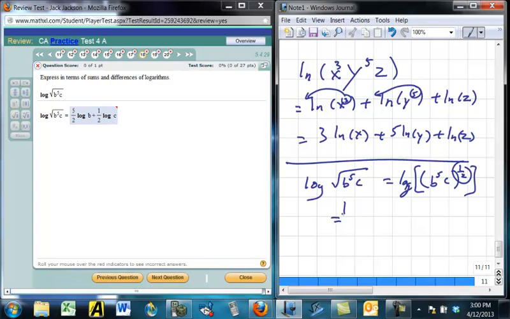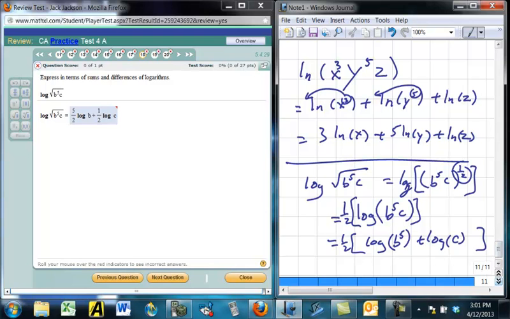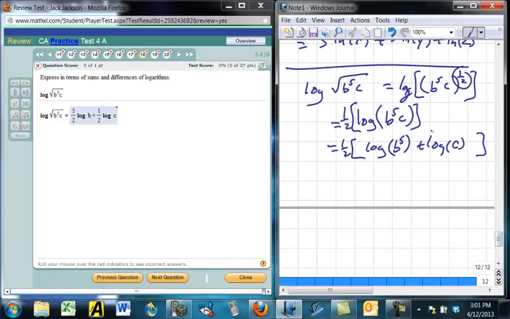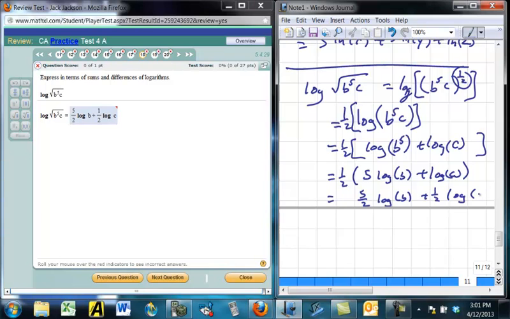Well, I can bring that power up front, so we got 1/2 the log of b to the fifth c. So it's 1/2 times this whole thing, so I'm going to put a bracket here. Each of these gets its own logarithm added together, log base 10 of b to the fifth plus log base 10 of c. And then I can take this power and bring it out front. So it's 1/2 parentheses 5 log of b plus log of c. And it looks like they're wanting to go ahead and distribute this. So 5 halves base 10 log of b plus 1 half base 10 log of c.